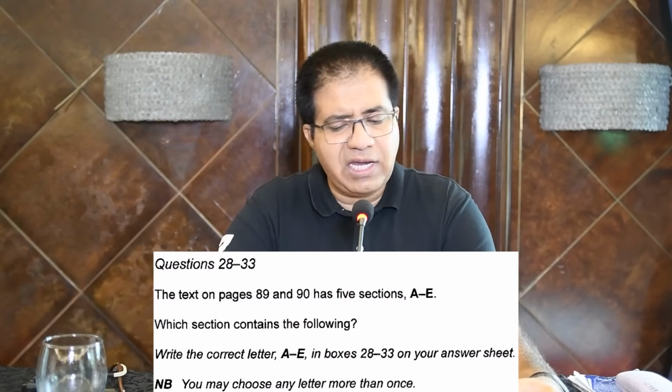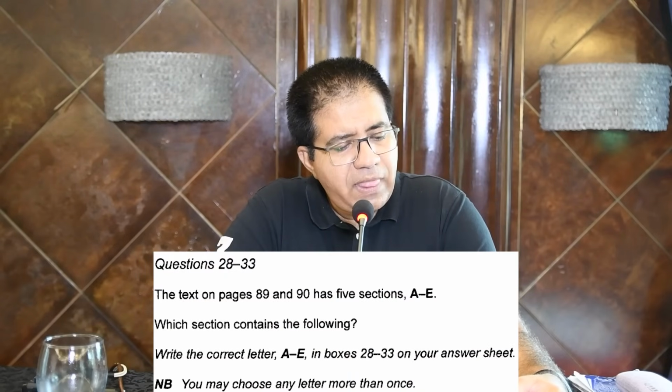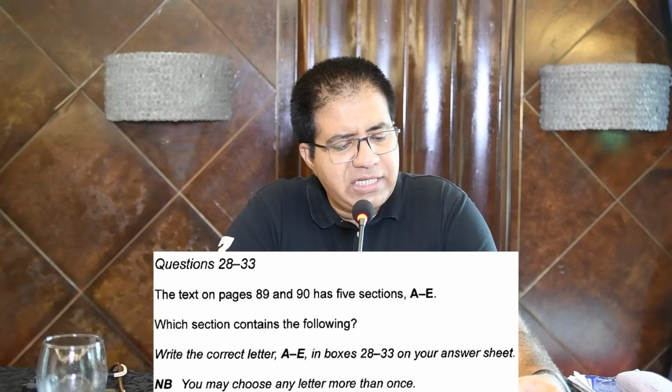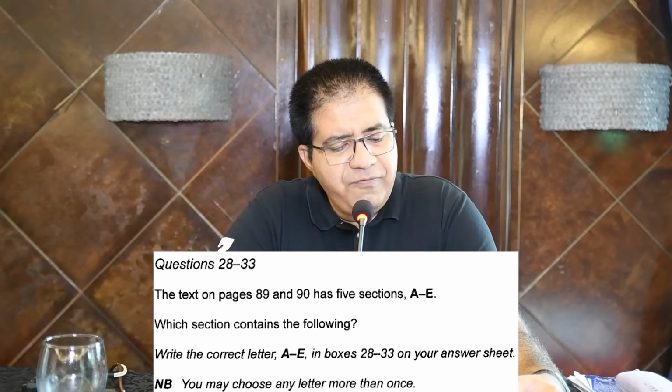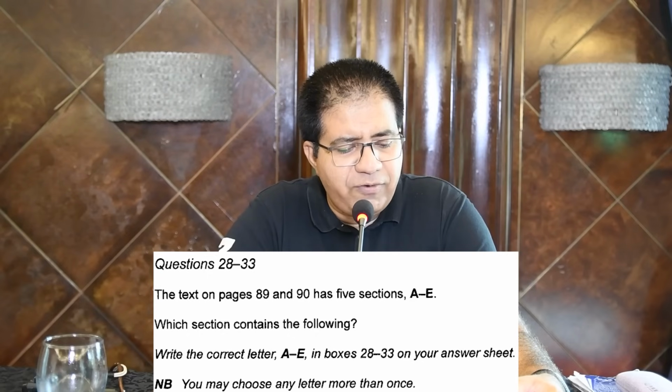And you see the passage is labeled A, B, C, D, E. When the passage is labeled, it means there will be type 2 questions or type B questions, where questions and answers are not in order. They are in random order. Now let's make a start. Questions 28 to 33. The text on page 89 and 90 has 5 sections. Which section contains the following information?